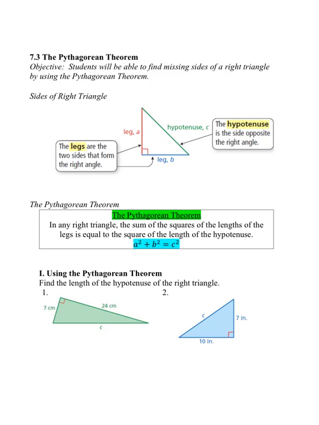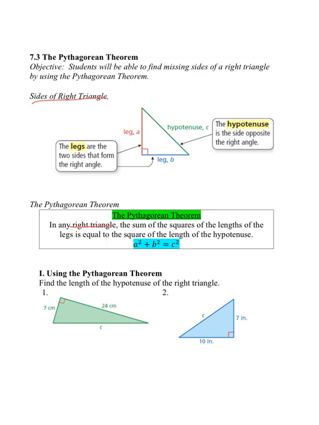Today's lesson is on the Pythagorean Theorem. So when we look at the Pythagorean Theorem, we're looking specifically at a right triangle. The Pythagorean Theorem states that in any right triangle, the sum of the squares of the lengths of the legs is equal to the square of the length of the hypotenuse.